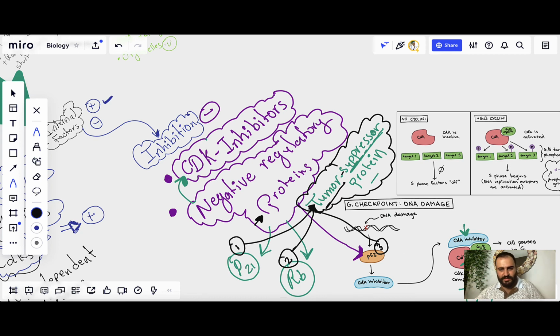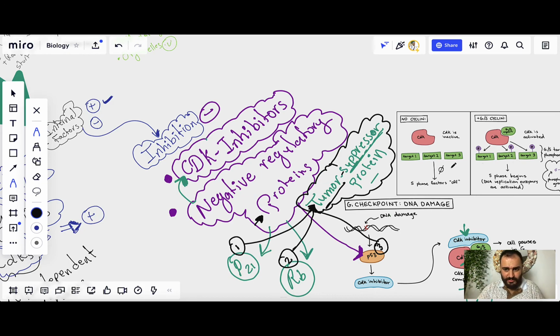As a result, the cell will be active all the time. And this will lead to cancers and other problems in the body. So the question is, when are these activated and how can they control the cell cycle?